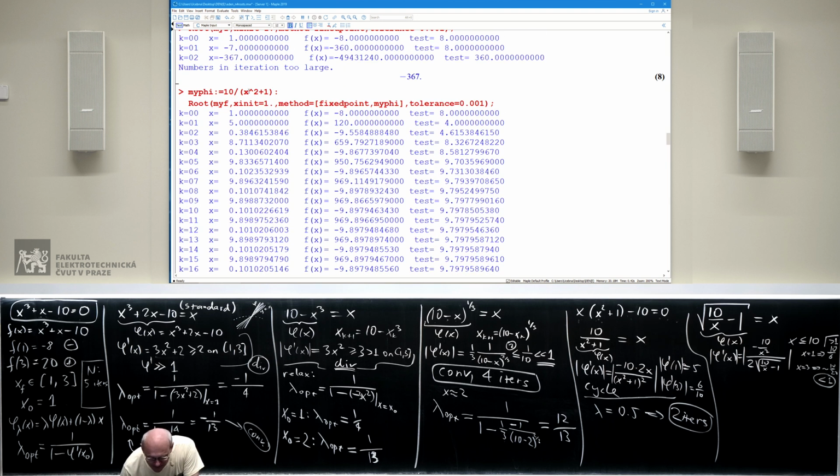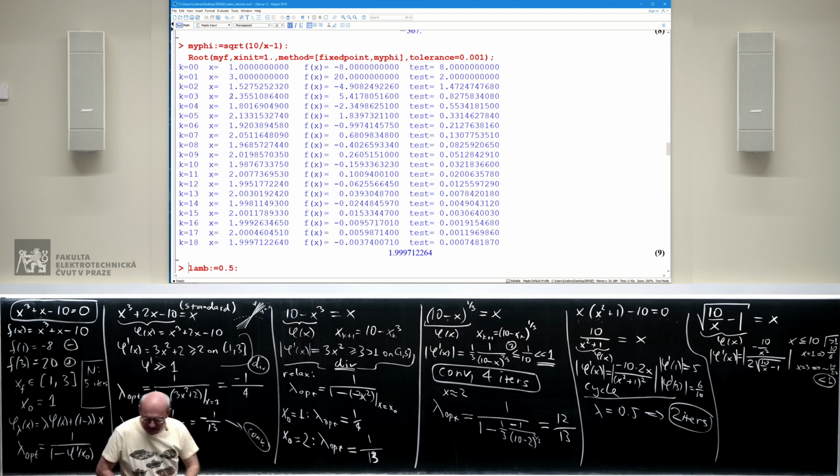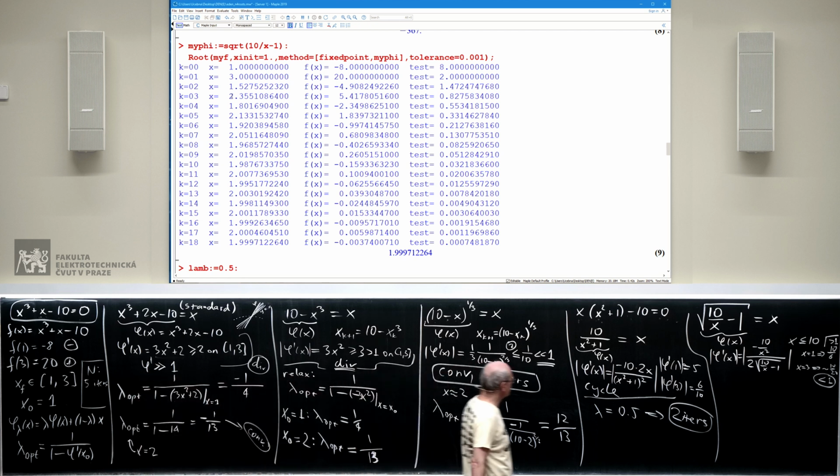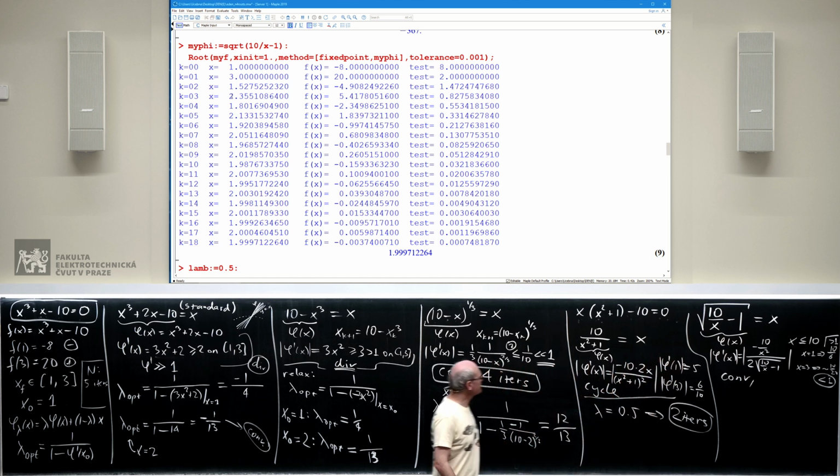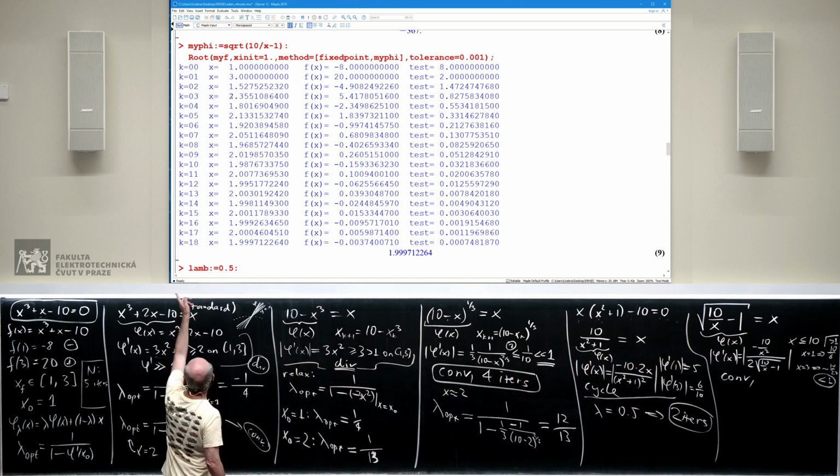So, well, let's see, where is it? My phi, here. So I'm taking square root of 10 divided by x and subtracting 1. Is that the right formula? 10 over x minus 1, square root of it. Yeah. Here we go. And we got convergence, actually, out of the box. But it's convergence which is essentially rather slow. 18 iterations.